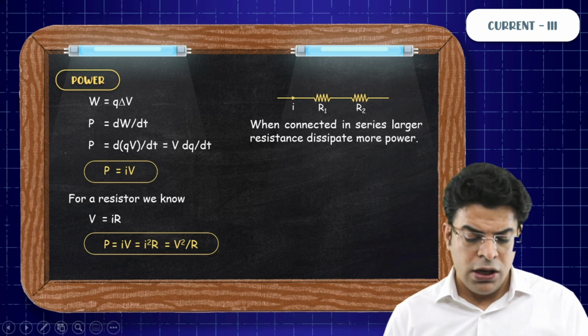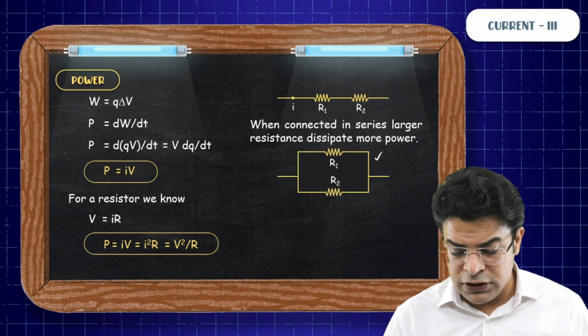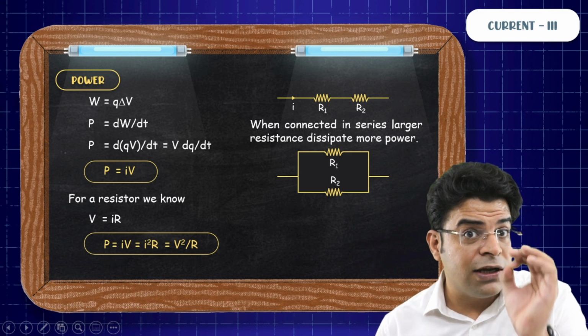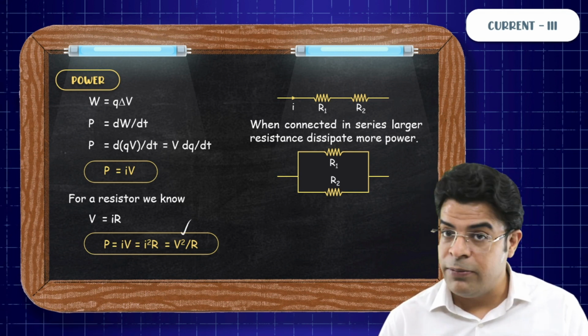Obvious. Now similarly, if you have two resistors R1 and R2 connected in parallel, the potential drop across them has to be the same.